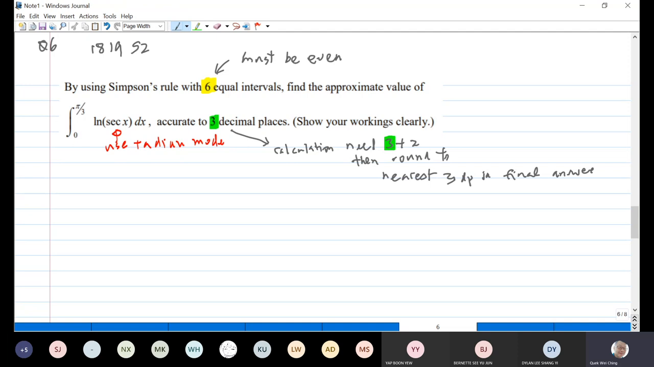Okay, of course n must be even in this case for Simpson's rule. So from here, you can see that a is equal to 0, b is equal to pi over 3. So what is the Simpson's rule h, the step size? h here is b minus a over n, the step size. The formula for Simpson's rule, you can refer to the formula card or the notes we have there. b minus a over n, so actually pi over 3 minus 0 over 6. So you'll find that this is pi over 18. Okay, this is h here.